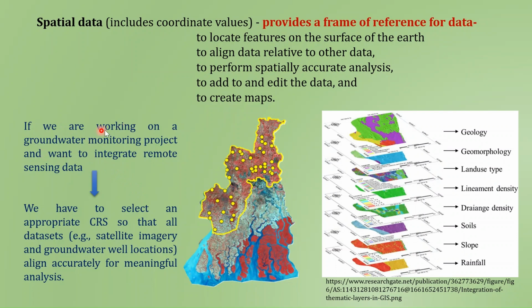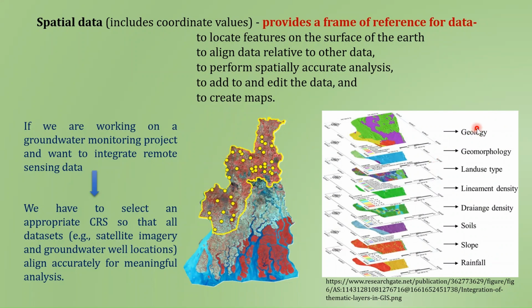Suppose you are working on a groundwater monitoring project and for the physico-chemical analysis, we have collected water samples from different tube wells and we mark them on the map with the help of their coordinate values. And we want to justify the result of our physico-chemical analysis along with different data. It can be secondary data or it can be remote sensing data. For example, here we have some of the thematic layers: geology, geomorphology, land use, lineament density, drainage density, soil, slope and the rainfall. So these are the factors which affect the groundwater in any particular area.